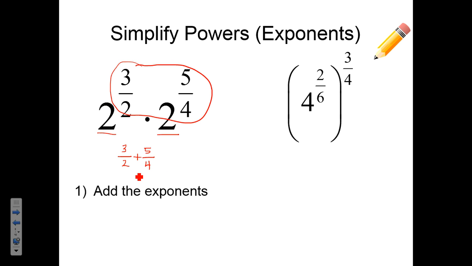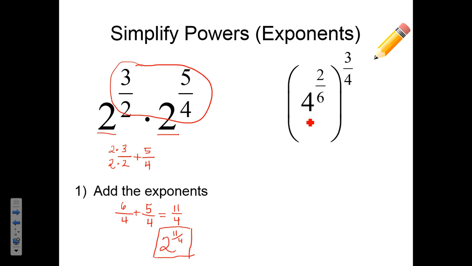If I don't have a calculator, which I don't have right now, I need the lowest common denominator. I need both denominators. Okay, so the lowest common denominator would be 4. So in order for this fraction to get a 4, I would multiply the top and the bottom by 2, and I'd get 6/4 plus 5/4, which would be 11/4. So the answer would be 2 to the power of 11/4. Okay, and that's as simple as I can get.